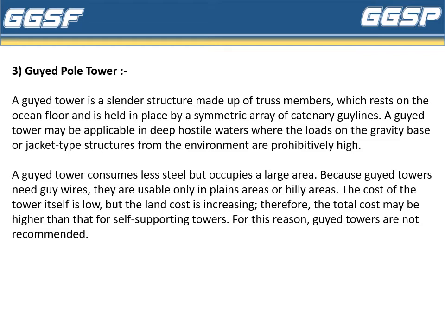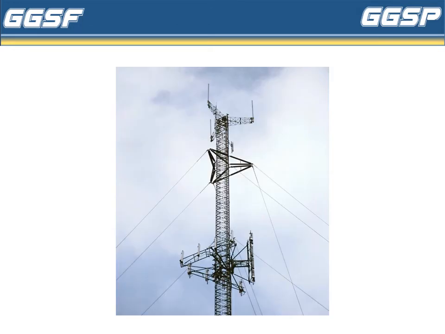A guide tower consumes less steel but occupies a large area because guide towers need guy wires. They are usable only in plain areas or hilly areas. The cost of the tower itself is low, but the land cost is increasing. Therefore, the total cost may be higher than that of self-supporting towers such as the lattice tower. For this reason, guide towers are not recommended. These are examples of guide towers. They need some guy wires. Because of that, the land on which they are installed is increased. That is the disadvantage of this.